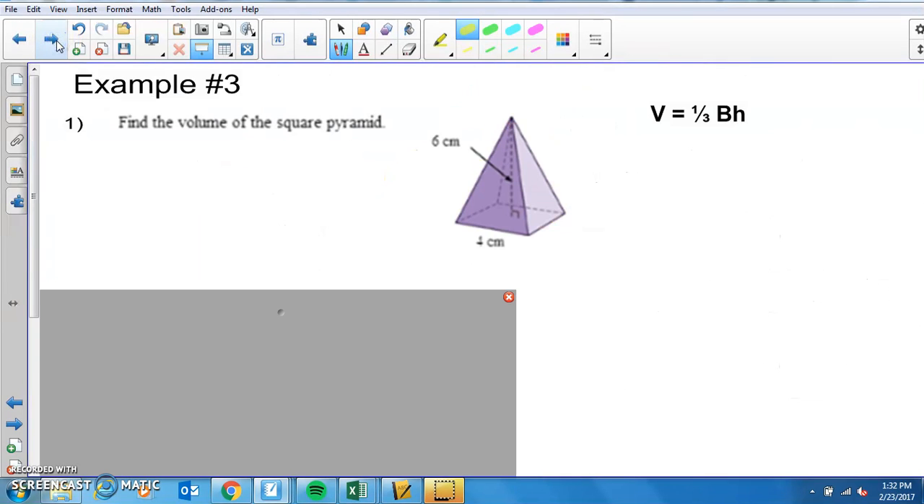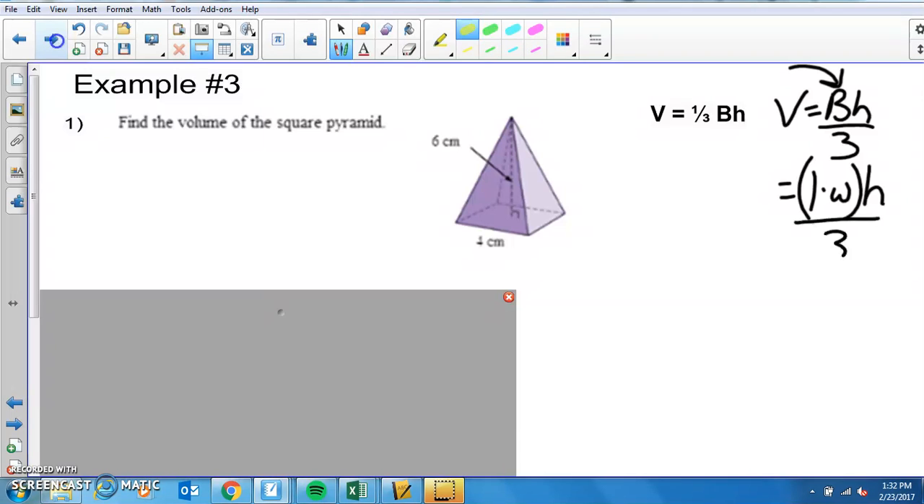All right, let's look at this one. This is a square pyramid. All right, so our formula, volume equals base times height divided by 3. We know we have a square base. So our square formula we're going to plug in for the B is going to be length times width. We're going to multiply that by the overall height, then divide it by 3.